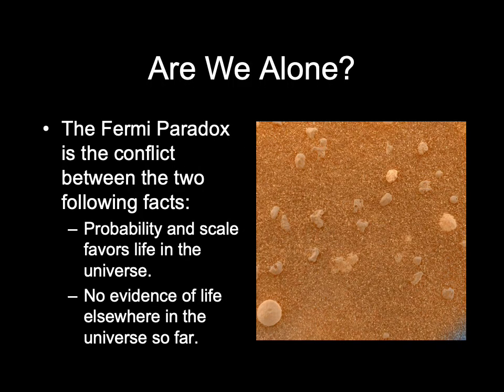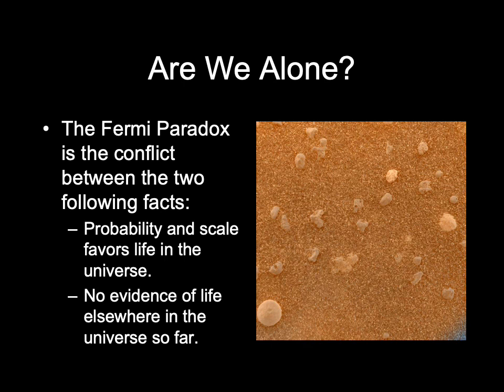So are we alone? Well, there's something called the Fermi paradox, which is the conflict between the two following facts. Probability and scale favors life in the universe. We are one planet in one solar system in a galaxy that has a couple of 100 billion stars in it. So that might make life sound rare. But there's billions of galaxies, so even if every galaxy only had one planet that had life on it, that would mean billions of planets with life on it out there in the universe. So probability and scale does favor life in the universe existing elsewhere.